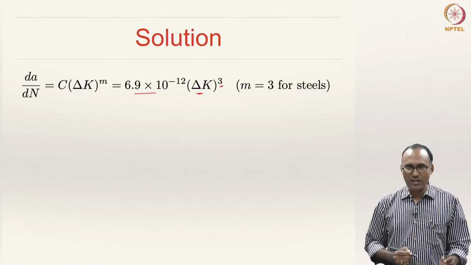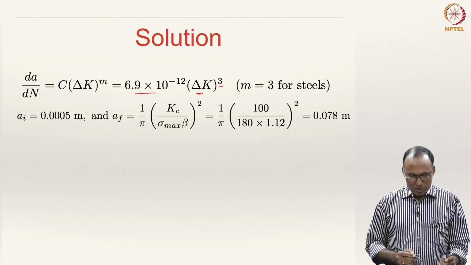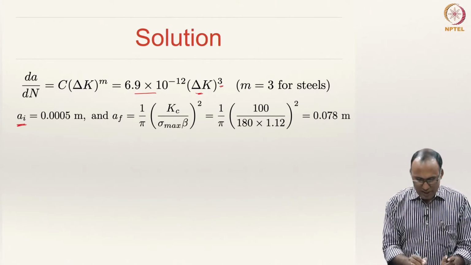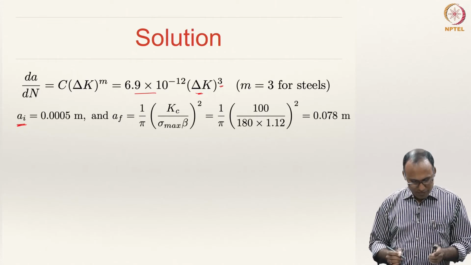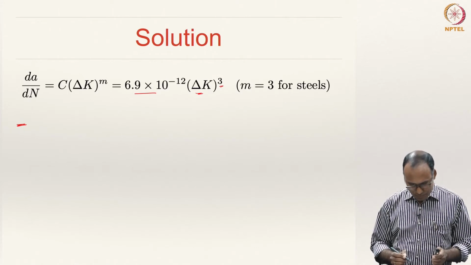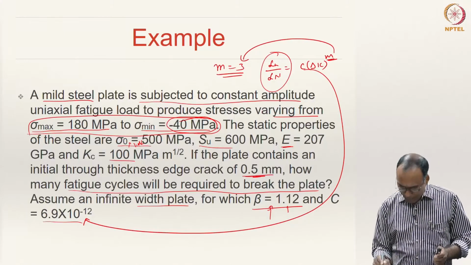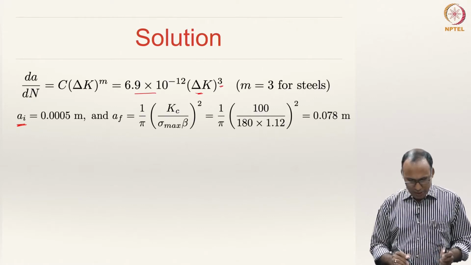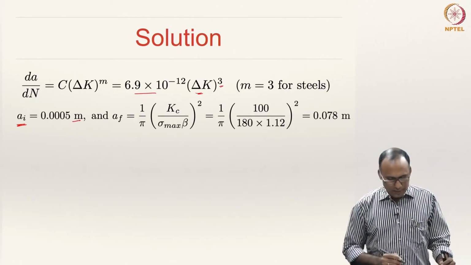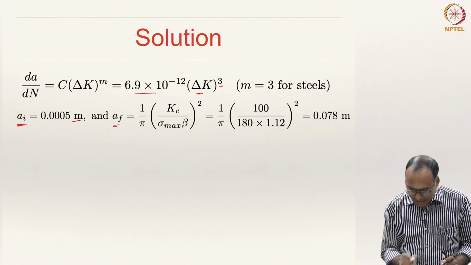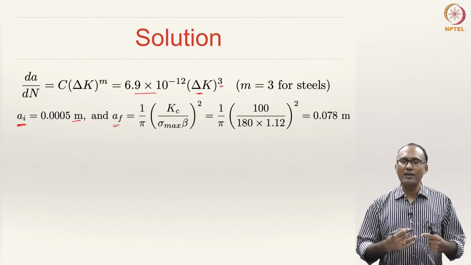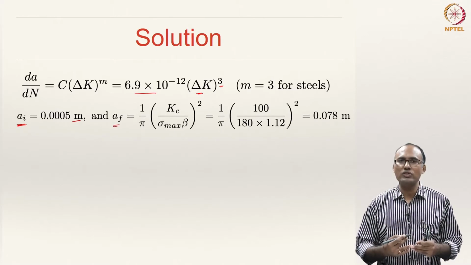How do we go about calculating delta K? So, this is your initial crack length, A equal to 0.5 mm. I am writing it in meters, divided by 1000, and the final crack length is equal to, so final crack length means the crack length at which the fracture happens.